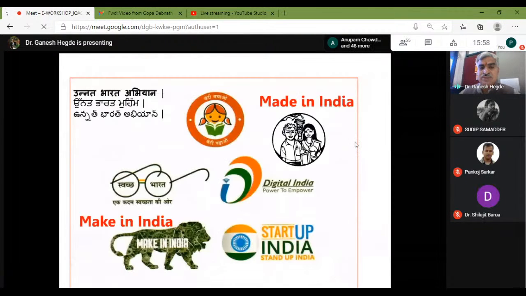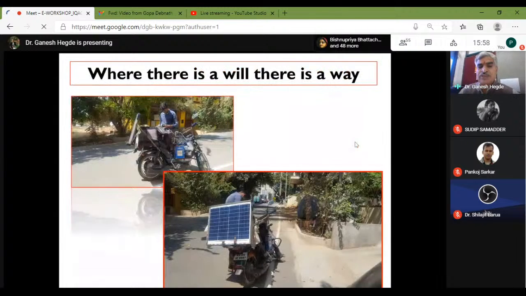There are various themes available. There is Digital India, Stand Up India, Startup India, Swachh Bharat Abhiyan, Make in India program, Made in India program, Unnat Bharat Abhiyan. So various things will be there. Where there is a will, there is a way.